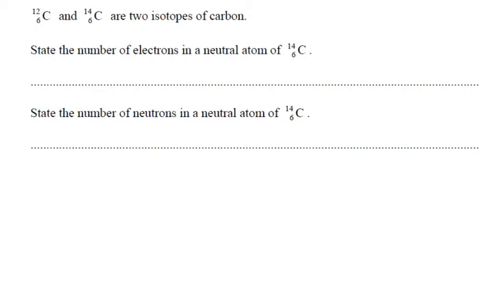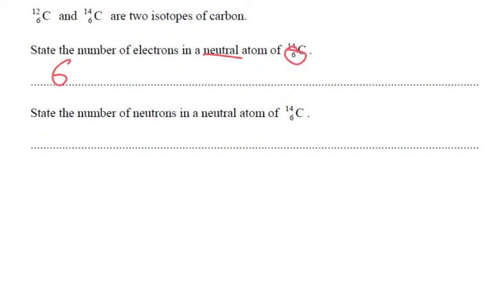Carbon-12 and carbon-14 are two isotopes of carbon. State the number of electrons in a neutral atom of carbon-14. Well, in a neutral atom, the proton number is also equal to the number of electrons, so the answer is 6.